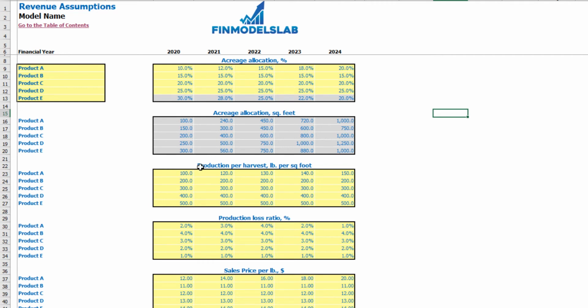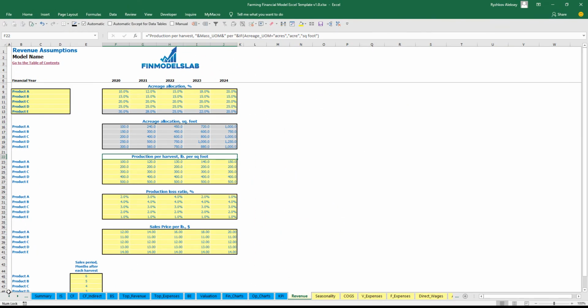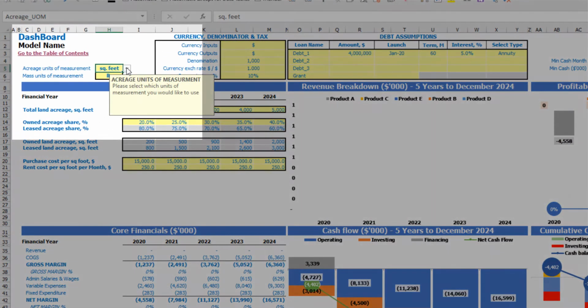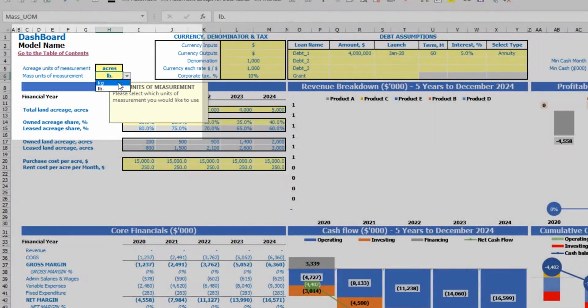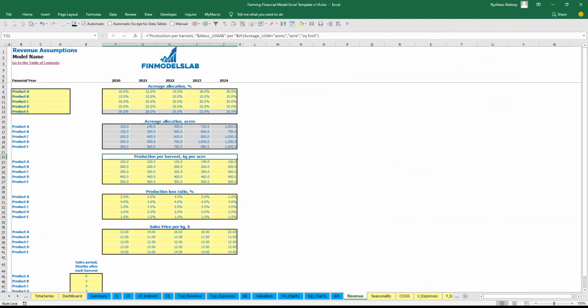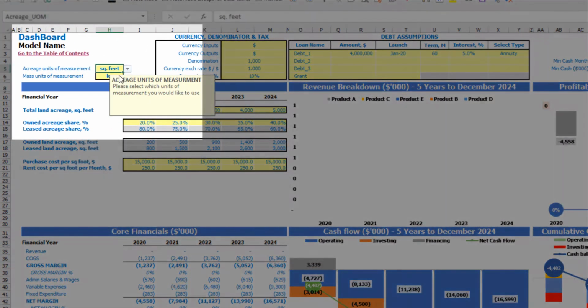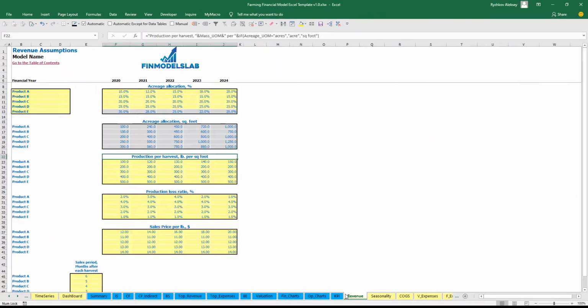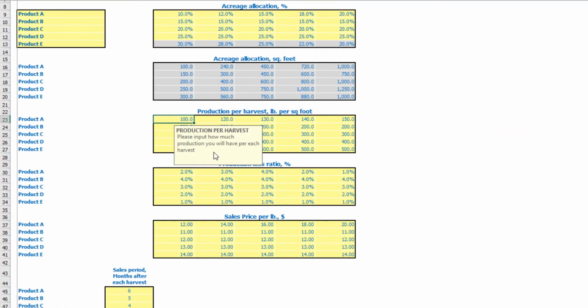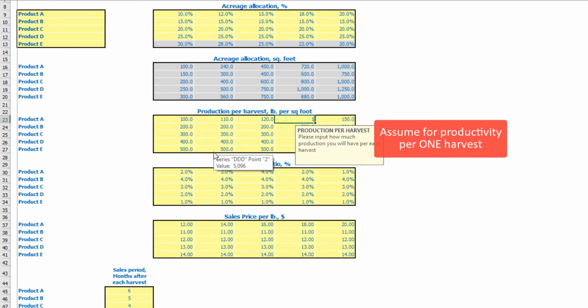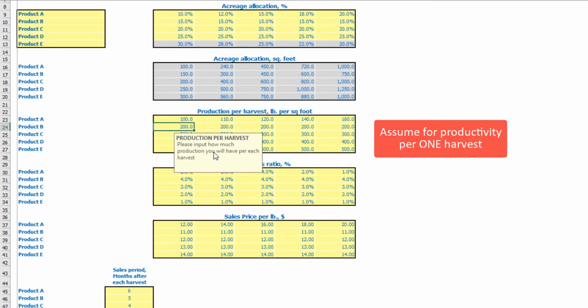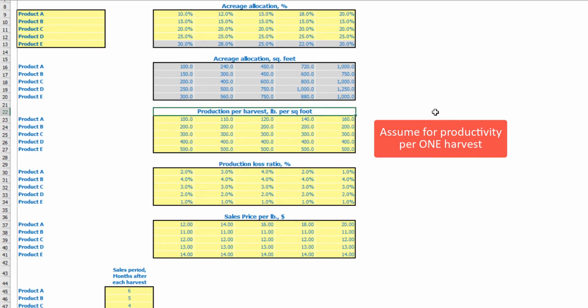And the next step is to set up your productivity or production per harvest. This is now in pounds per square foot, but again on the dashboard you will be able to change the metrics. So you can set acres and kilograms, for example, if you would like. By default you will see square feet and pounds. So you can set this productivity by products like 100, 110, 120, 140, 160. And this is again per one harvest. Where to set up the count of harvests I will show you a bit later.